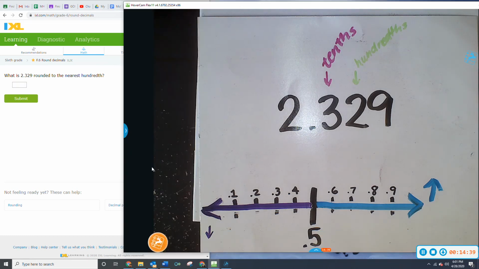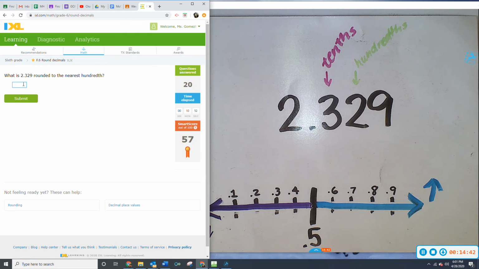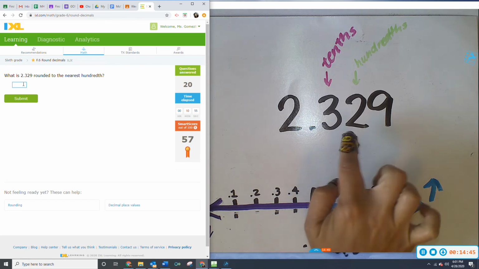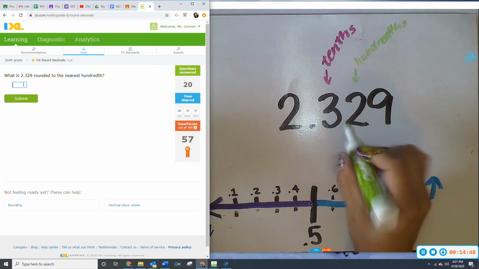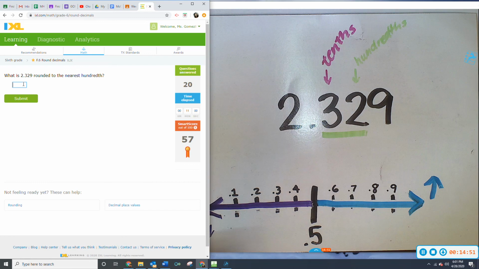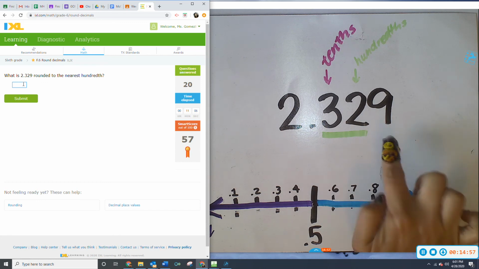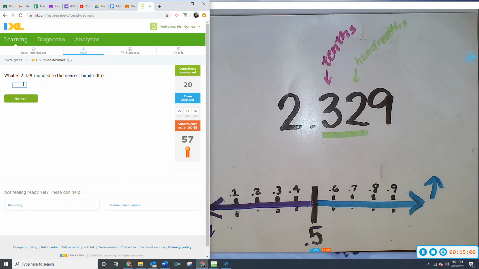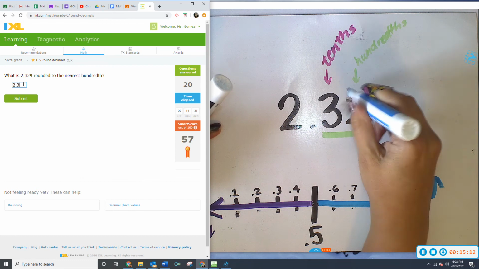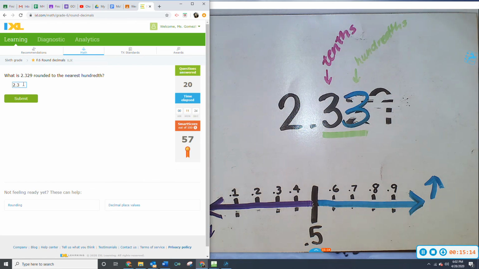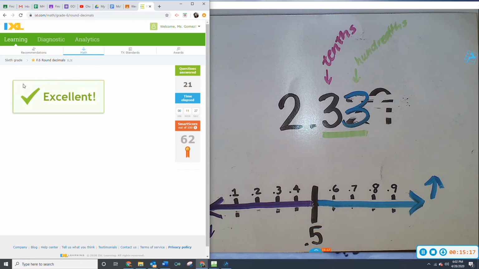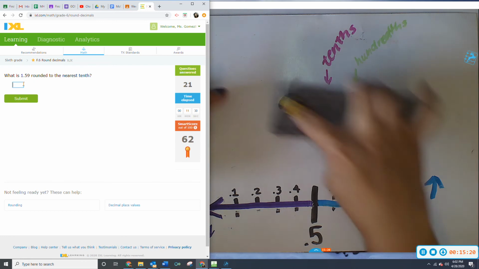There we are. Okay, so since we're looking for the nearest hundredths place, that means I only want 2 decimal places here. That means I'm going to look at the number after in the thousandths. Now that's a 9, and that's over here on our blue side. So that means I am going to round up to 2.33. We're rounding that number up. Alrighty, awesome. Let's go ahead and move on to the next one.